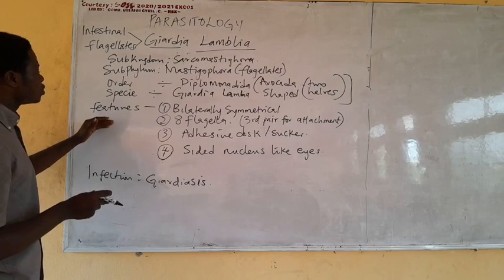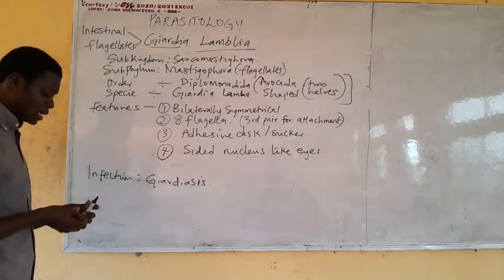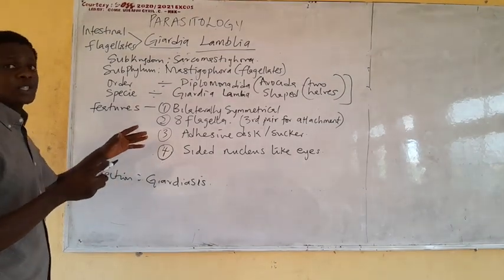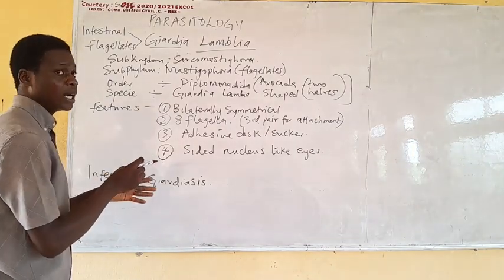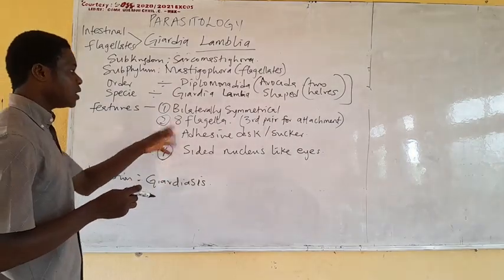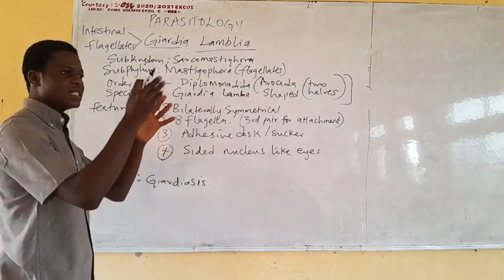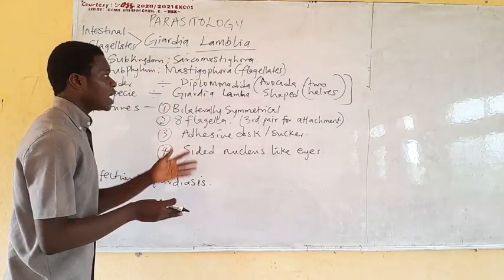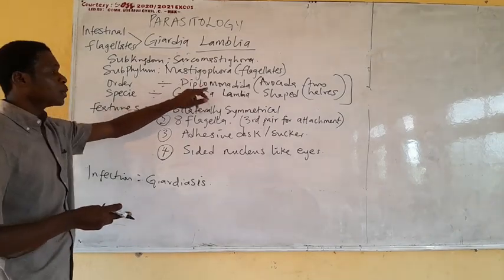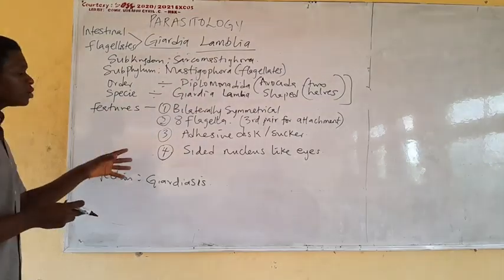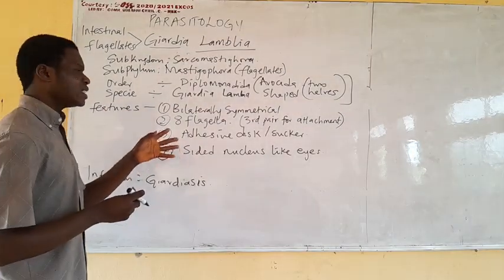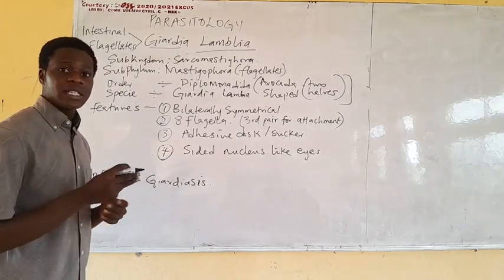So let's go to the features of Giardia lamblia. We're going to be explaining specifically the structural features. The first feature we have here is that it is bilaterally symmetrical, that is, it can be cut into two halves, which gives it the name Diplomonadida. Then the second feature is that it has 8 flagella.